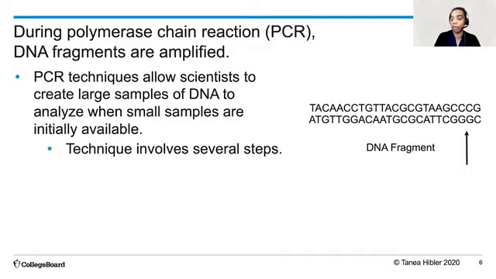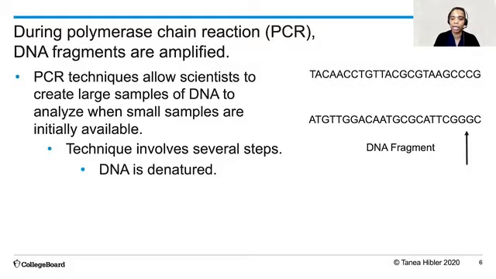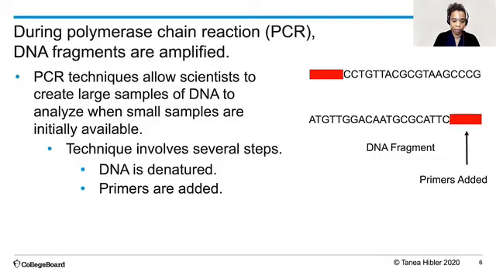The technique involves several steps. First, you have to denature the DNA. So that's what we're doing here. We're denaturing it, separating those bonds between the nucleotides. And then we're going to add primers, which are like a sequence, basically. They allow the copying strands to know where to start.